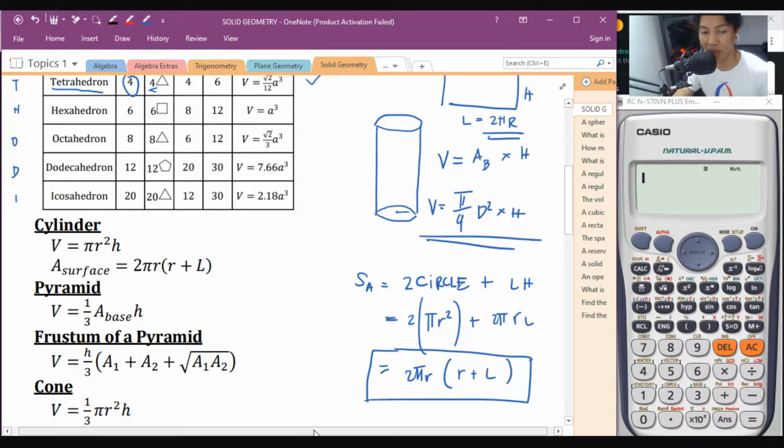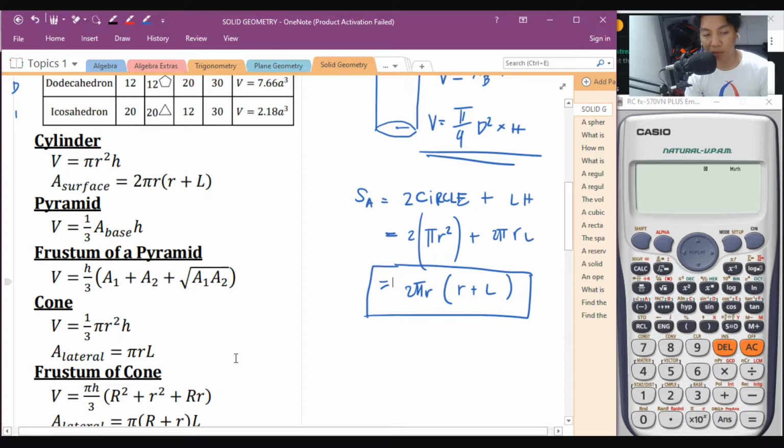Ganyan lang po kadali. How about a pyramid? Depende sa pyramid. Pag pyramid naman na triangular, rectangular, meron ka dyang square, babasihan mo parati yung area ng base, i-multiply mo dun sa perpendicular height. Height lang, height. And then multiply mo sa 1/3.